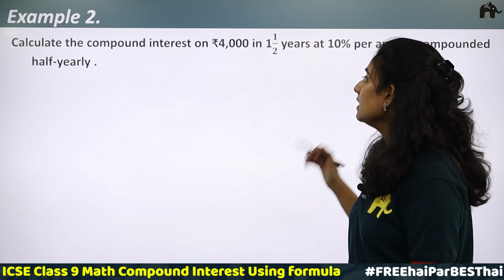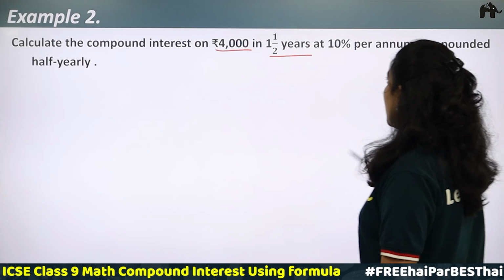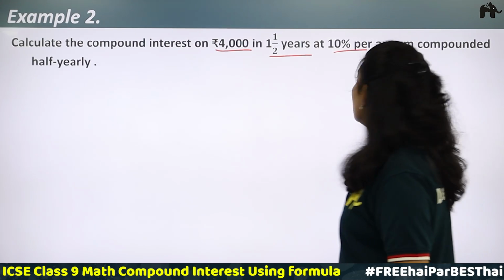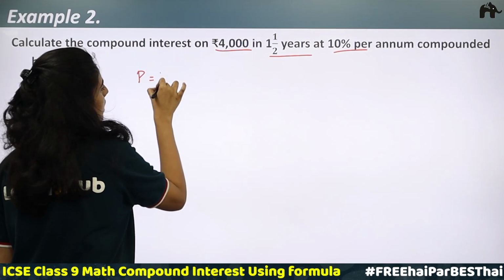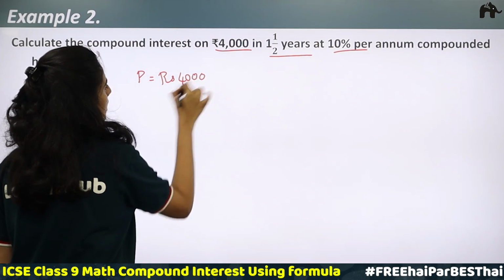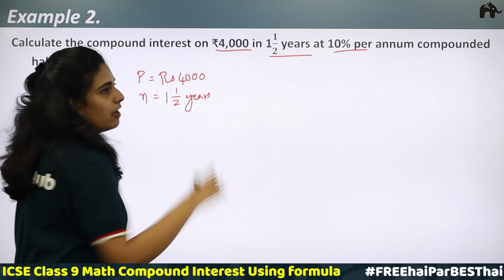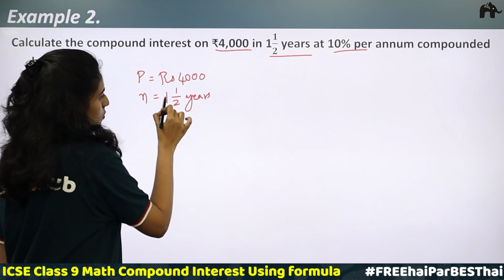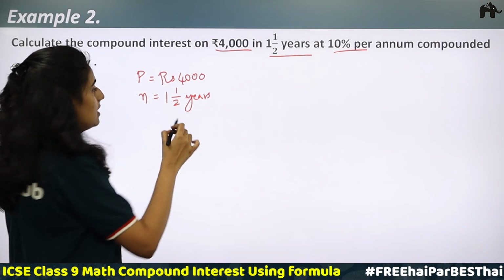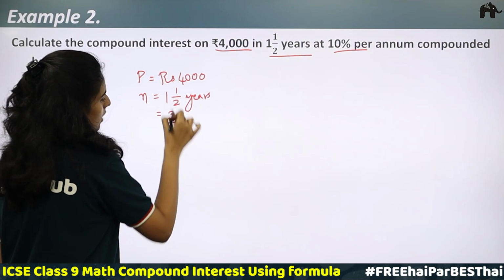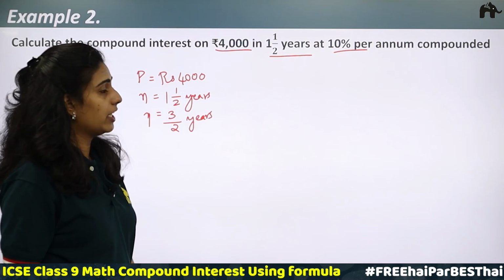Here we have an example. Calculate the compound interest on rupees 4,000 in 1.5 years at 10% per annum compounded half yearly. So what is given in the question? We have the principal is equal to rupees 4,000. Number of years is equal to 1.5 years. So this is a mixed fraction. You have to convert it into improper fraction. So what is 1.5 years? 1 into 2 plus 1, that is 3. Divided by denominator will be the same, 3 by 2 years. N is equal to 3 by 2 years.